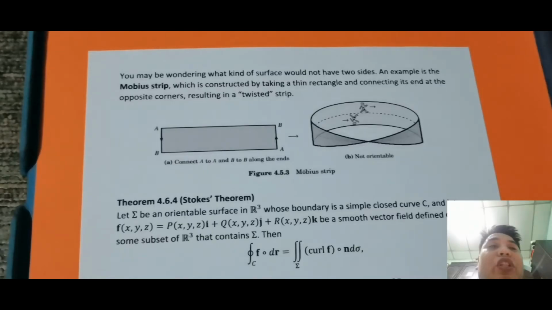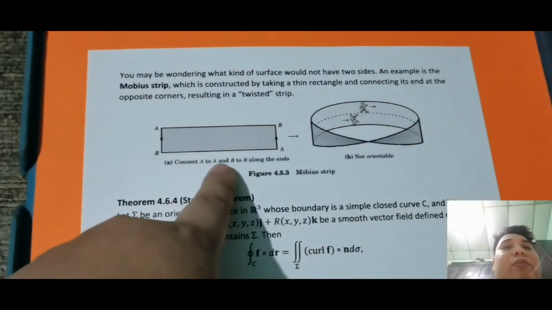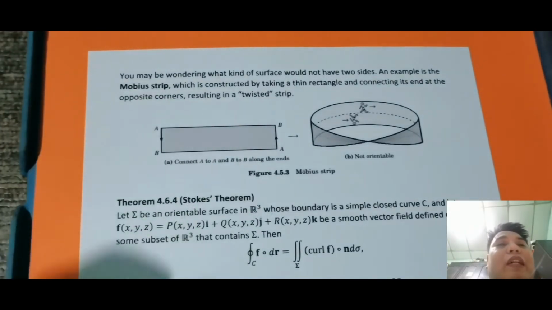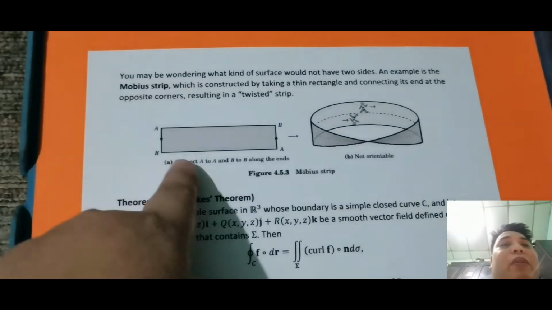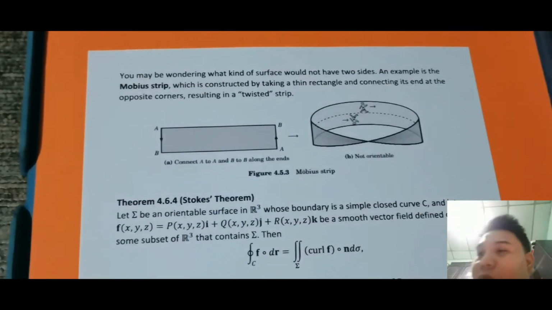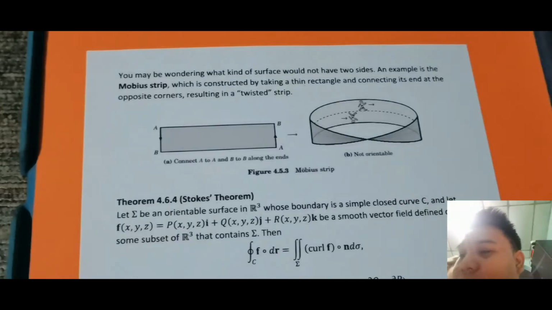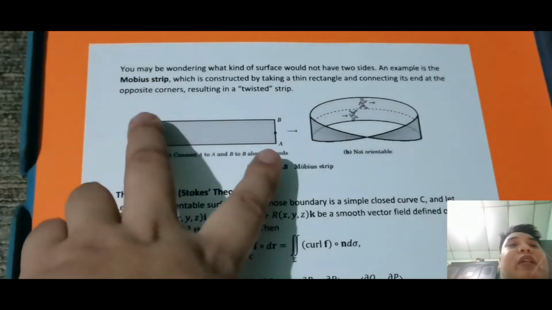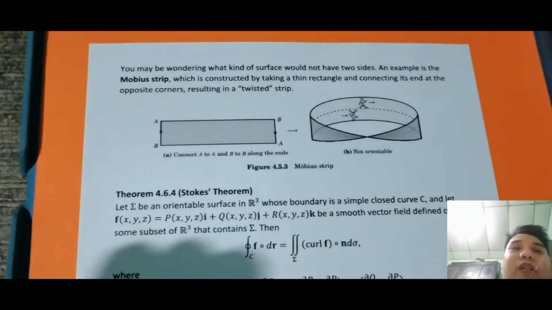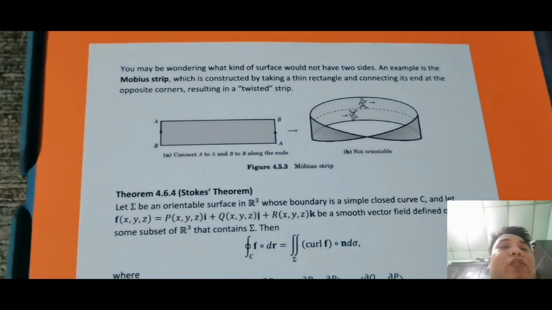Which is constructed by taking a thin rectangle and connecting its ends at the opposite corners, resulting in a twisted strip. So paano ba nangyari yan? Hindi ko nga na-gets din paano ginawa eh. Okay, so kumbaga, connect A to B. Okay, ayun. So, parang binaliktad. So, connect A to A and B to B, rather. So, connect mo yung A to A, kumbaga, baliktad dun. Tapos B to B.